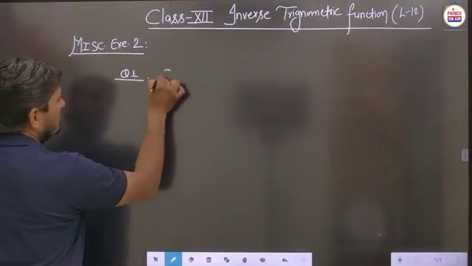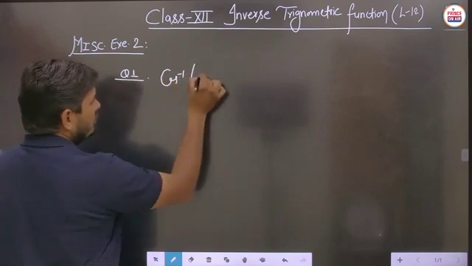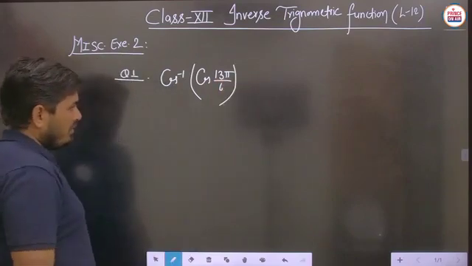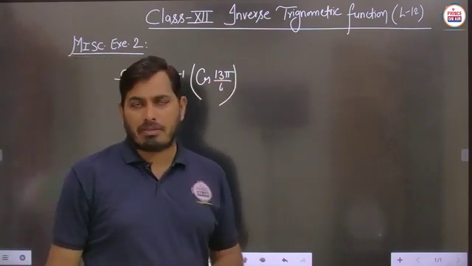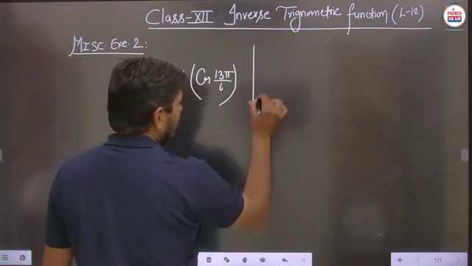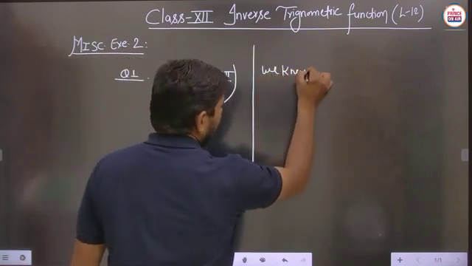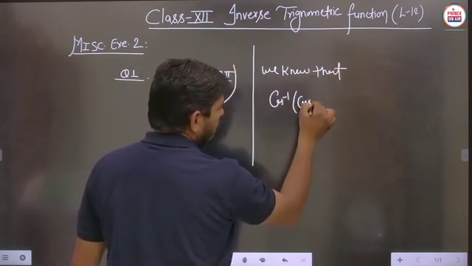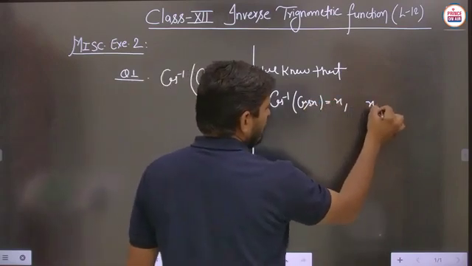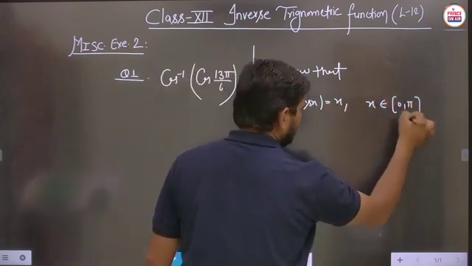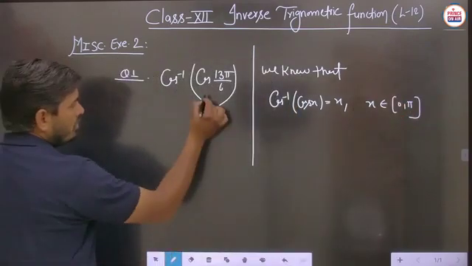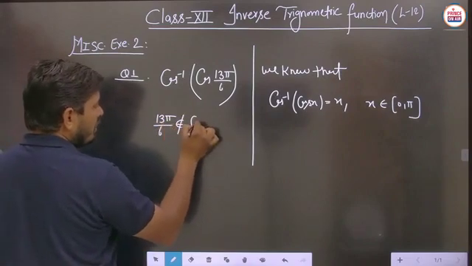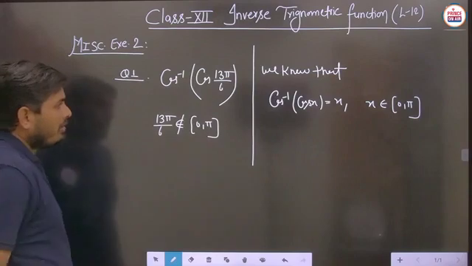In this question, we have to find the value of cos inverse of cos 13 pi by 6. Basically, the answer cannot be written as 13 pi by 6, because we know that cos inverse of cos x will be written as x if this x belongs to the interval 0 to pi. Is it clear? Definitely in this question, 13 pi by 6 does not belong to the interval 0 to pi. Is it clear?